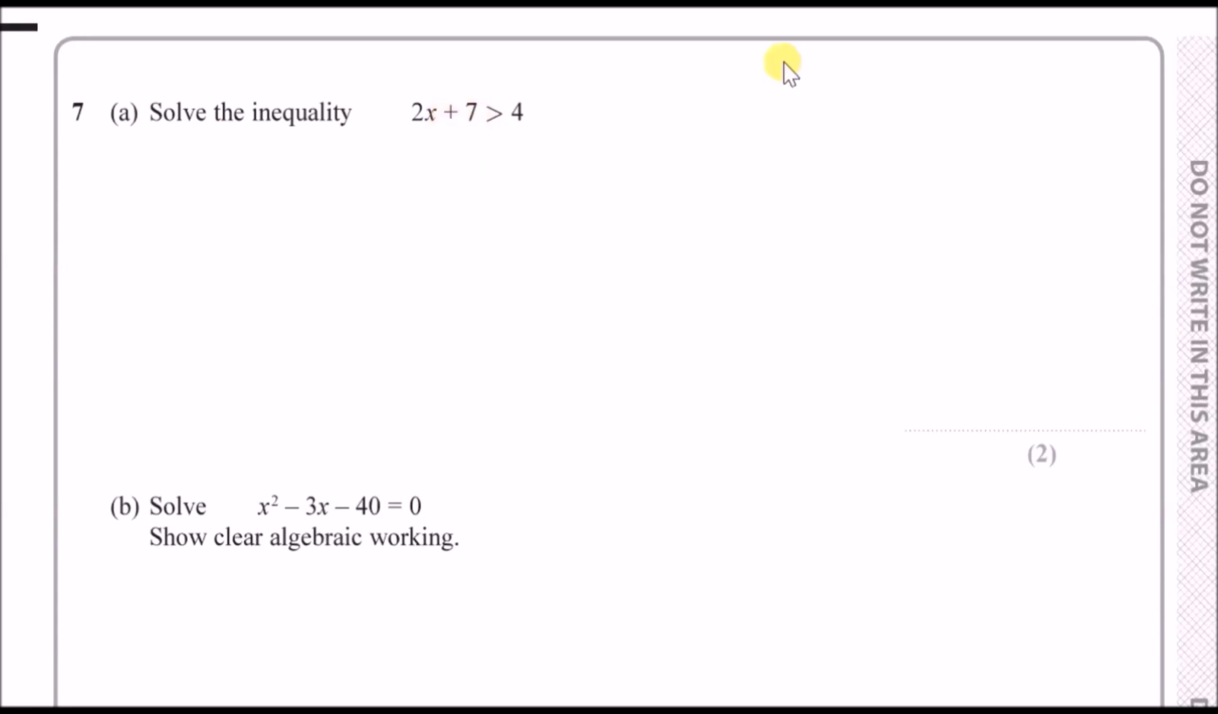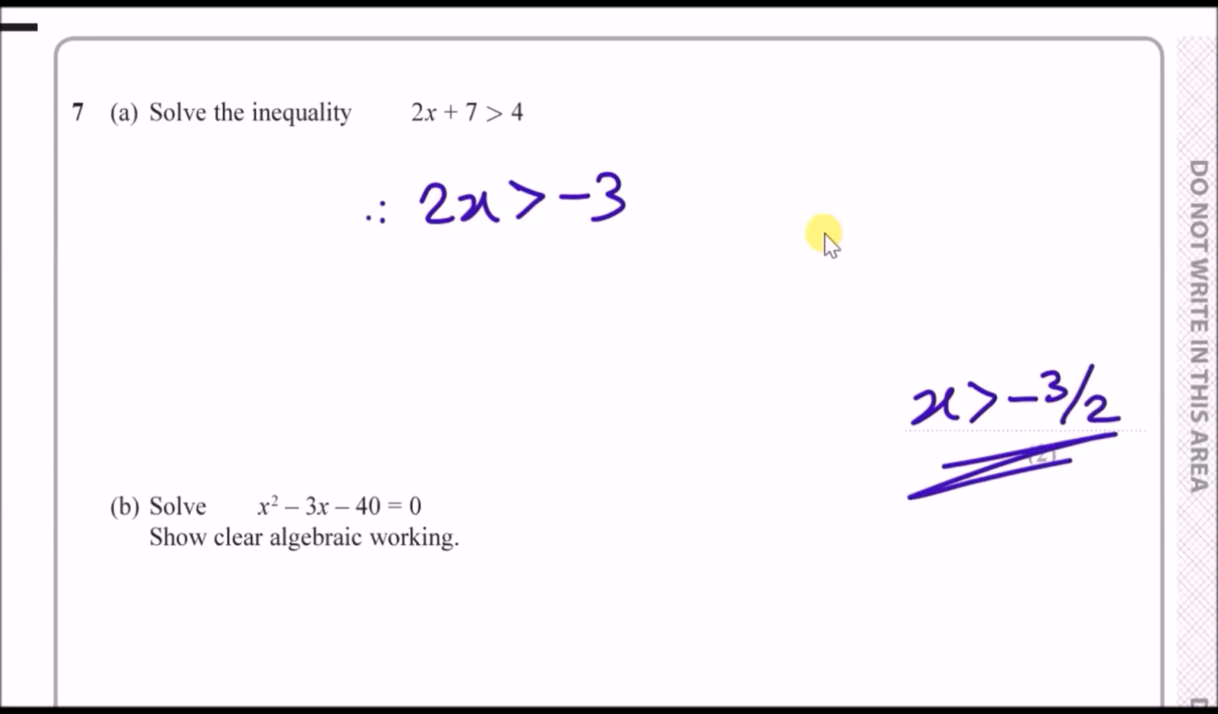So what I'll do, guys, is subtract 7 across. So we're going to get 2x is greater than, well, 4 take away 7 is minus 3. And then divided by 2. And then you'll be left with x greater than minus 3 over 2. You could leave it as a decimal or as a fraction. But they don't tell you, so leave it as a fraction, guys, yeah?